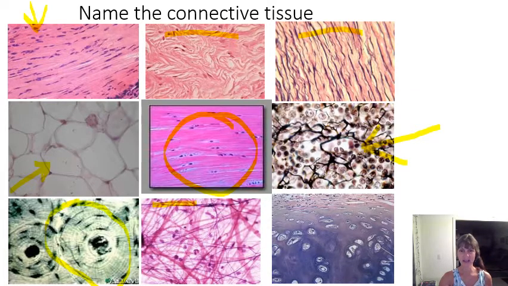Here we have areolar connective tissue in the bottom middle, appearing like spaghetti and meatballs. And this is actually elastic cartilage. It's tough to see. There are tiny little elastic fibers on that picture.